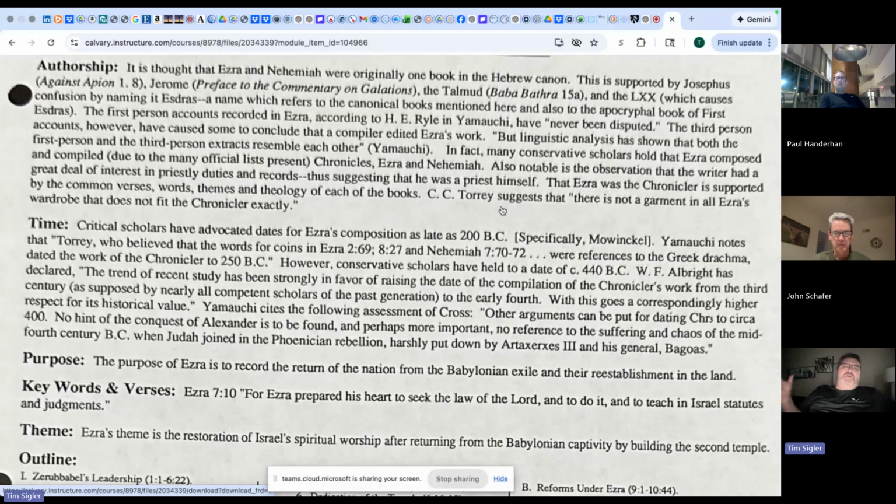He's known in Scripture already for writing things down. It's very possible that he composed and compiled Chronicles, Ezra, and Nehemiah. Also notable is the observation that the writer had a great deal of interest in priestly duties and records, thus suggesting that he was a priest himself. That Ezra was the chronicler is supported by the common verses, words, themes, and theology of each of the books.